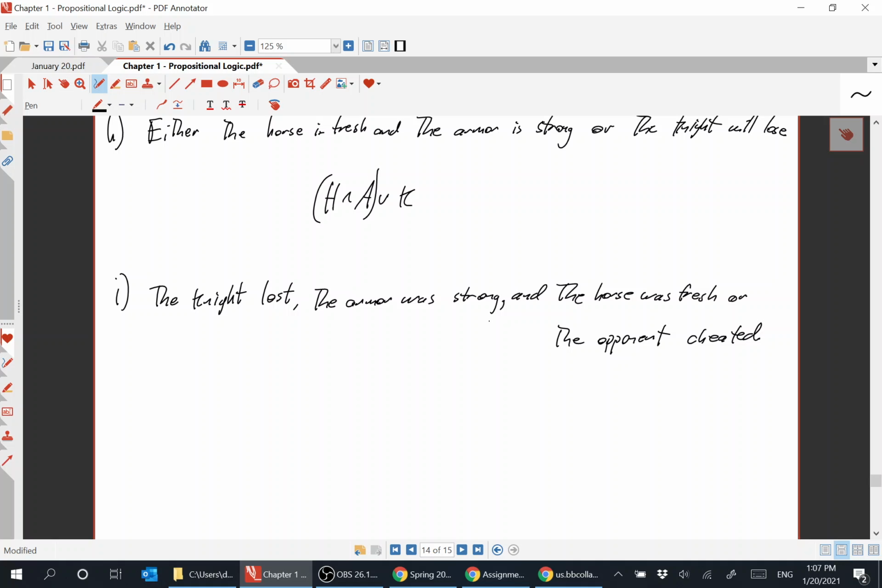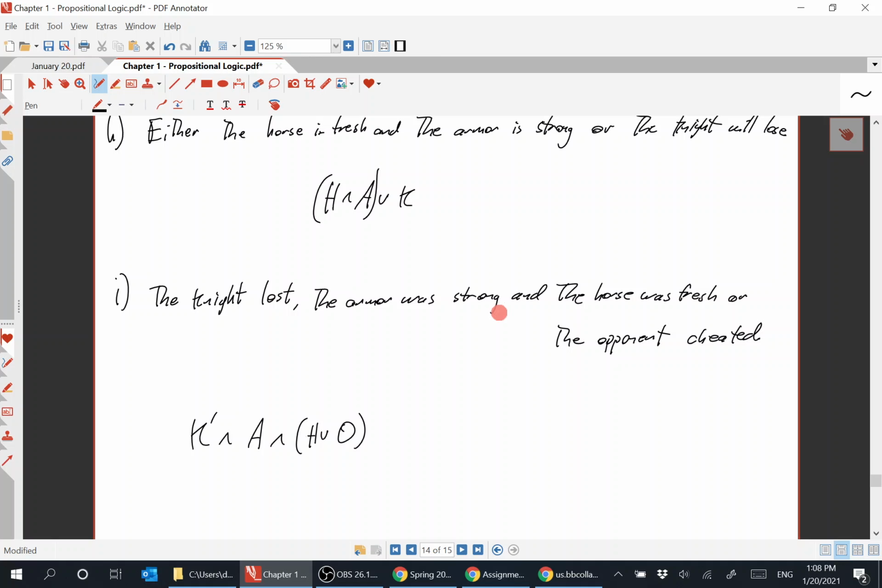Right, so which one is this? Because I have a comma before the and, it means it's a conjunction. So the knight lost, it's K naught. And the armor is strong, it's A. And the horse was fresh, or the opponent cheated. So the last thing in the conjunction is the disjunction, like that. If I left out the comma, you can't tell actually.